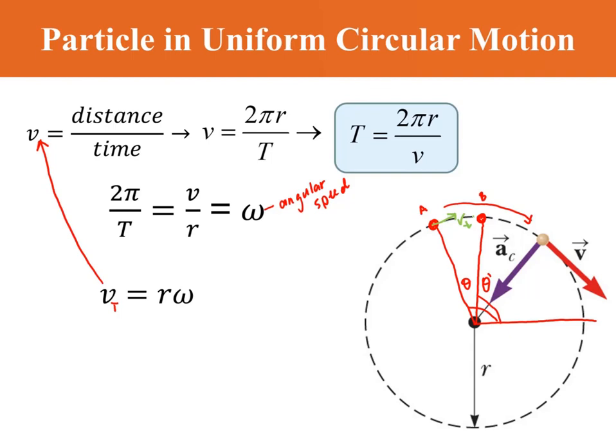Since our centripetal acceleration just now is equal to v square over r, and v equals r omega, we can rewrite centripetal acceleration by putting this equation into v square over r. So we have another equation of centripetal acceleration as r omega square. Let's see how we use this in an example.